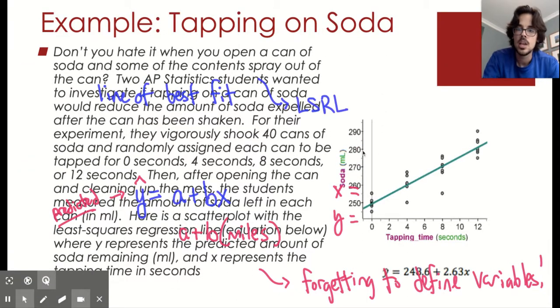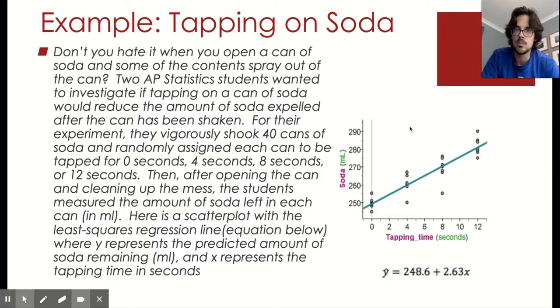So here's our big example for the video here. We've got a hypothetical AP Stats project where the students were shaking cans of soda. They shook the cans for however long, and yeah, they shook them all for the same amount of time. And then they decided how long they were going to tap on the can to see if that made a difference in how much soda bubbled out when they opened it up. So they wanted to see if tapping on the can made a difference, like it calmed down the soda, so not as much soda was left over.